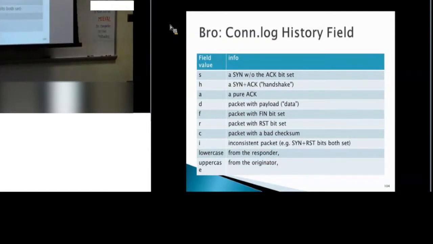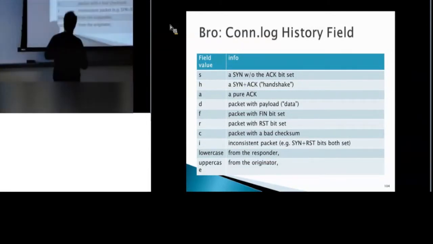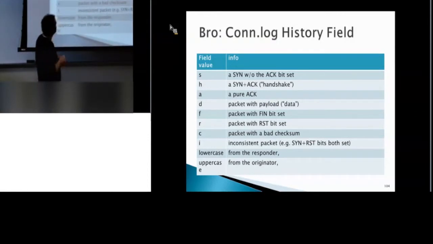Next slide. So here's that history one. In the field value, you'll see an S, which is a SYN without the ACK. H is SYN and ACK, the handshake completed. A is a pure ACK. D is just a packet with a payload. F is a FIN bit. R is a reset. C is a bad checksum, that's worthwhile to know. I is an inconsistent packet stream, so SYN and reset with both bits set, which would be strange. Lowercase and uppercase indicate which side it came from, and you'll see that in the logs. Flip back to this slide, you can review.